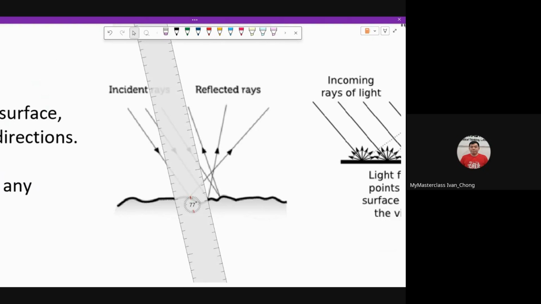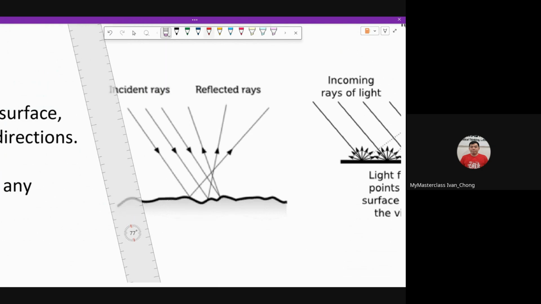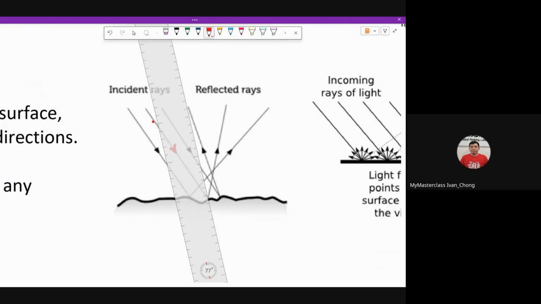Now, if you notice over here, when your light rays actually hit, let's say the middle one over here, this one, okay? When it actually hits the surface, now your surface is no longer flat, right? So when you take your ruler and try to align it, you'll notice that your normal is now no longer vertically upwards. So 1, 2, 3, 1, 2, 3.